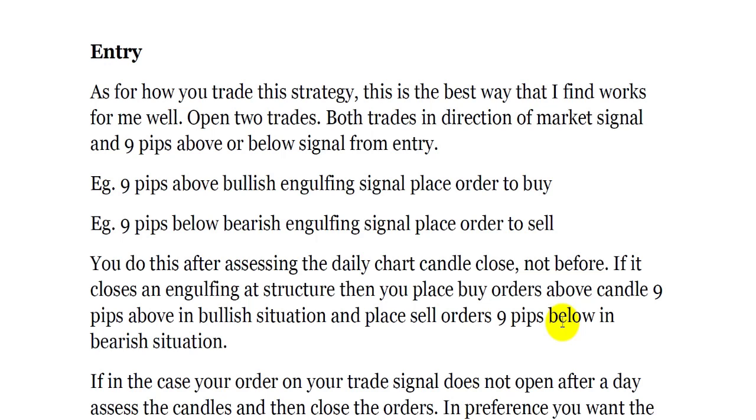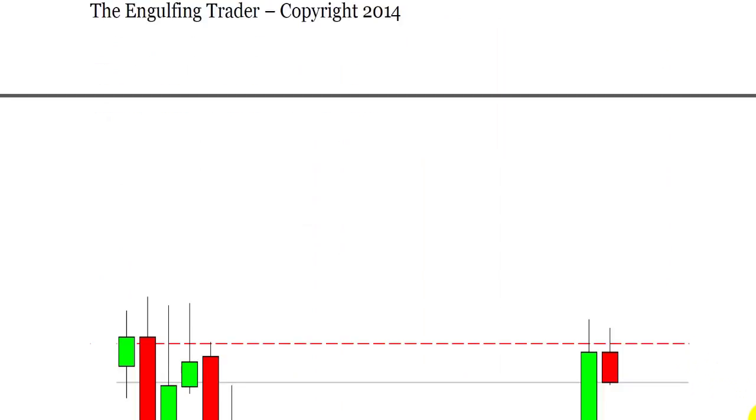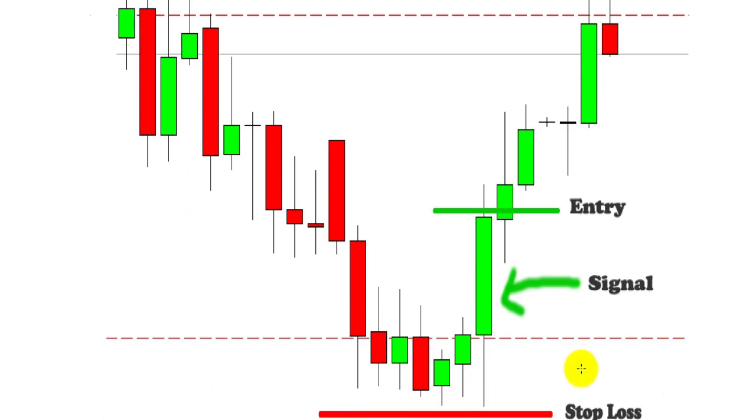Right? And like I said, about 4 or 5 pips on the H4, a couple of pips on the 1 hour, and just 1 or 2 pips on anything below the 1 hour. Okay, and 9 pips can be used on the weekly as well. So that's for entry. So let's look at an example of that. Okay, so here's the signal, right, to the right here. Here's the entry, about 9 pips above, and here's your stop.